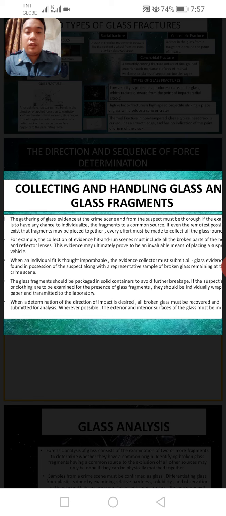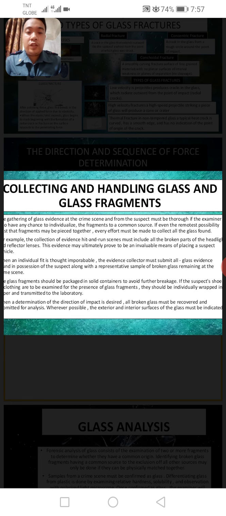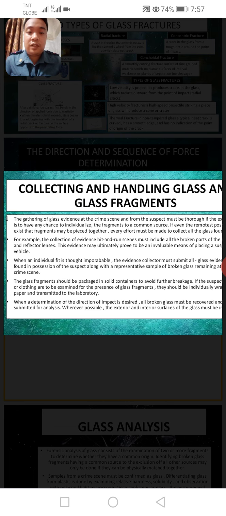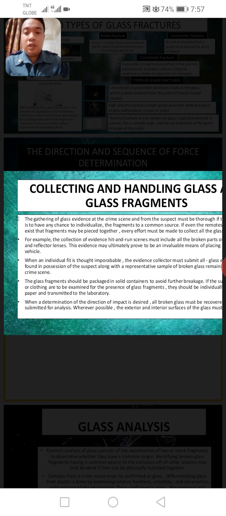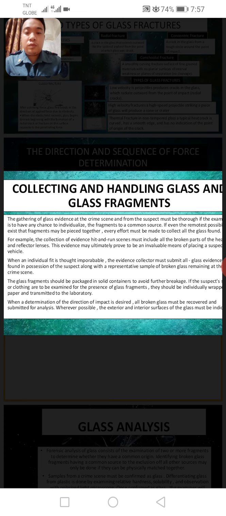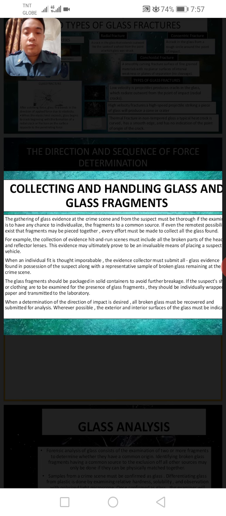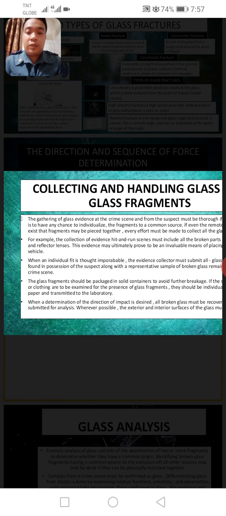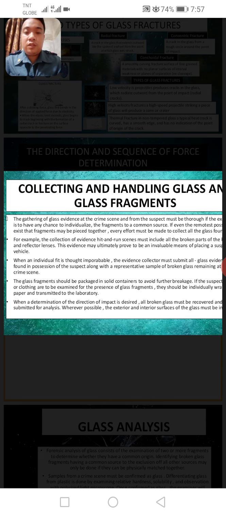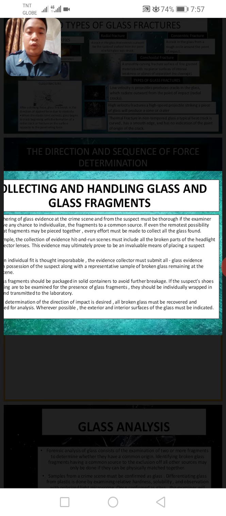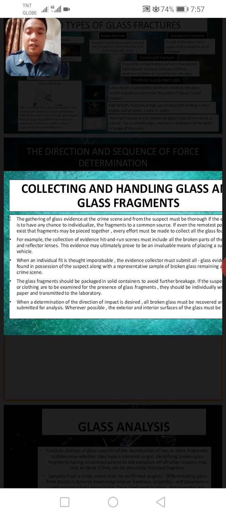The evidence may ultimately prove to be an invaluable means of placing a suspect vehicle. When an individual is a suspect, the evidence collector must submit all glass evidence found in the possession of the suspect along with a representative sample of broken glass remaining at the crime scene.